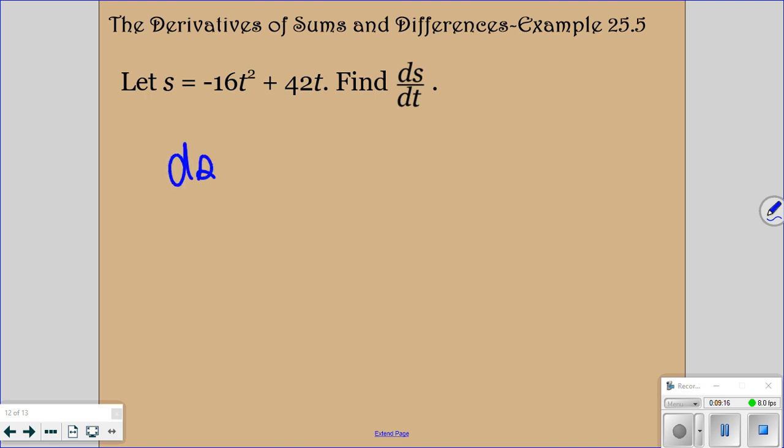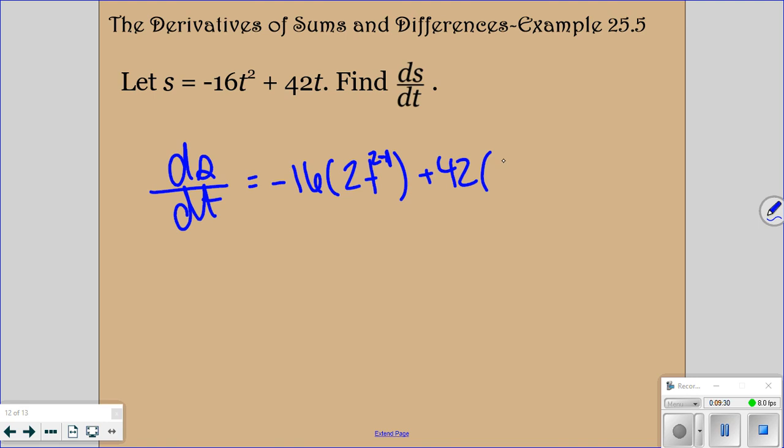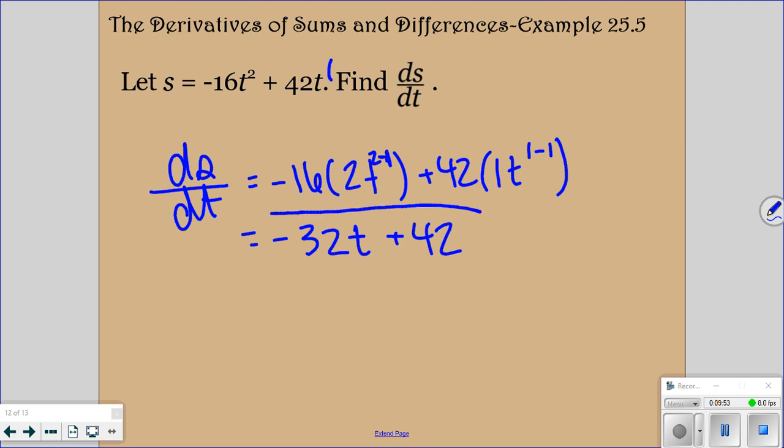Alright, so the derivative of s, you're going to do negative 16, 2t to the 1, so that's going to be 2 minus 1, which is just 1, plus 42. There's an understood 1 here, so that would come to the front, and then you would do 1 minus 1 if you need to work that out. So that'd be negative 32, and then just t, plus 42, and 1 minus 1 is 0. t to the 0 is just a 1, so you just have 42 for that last term. So that's your answer for that one.